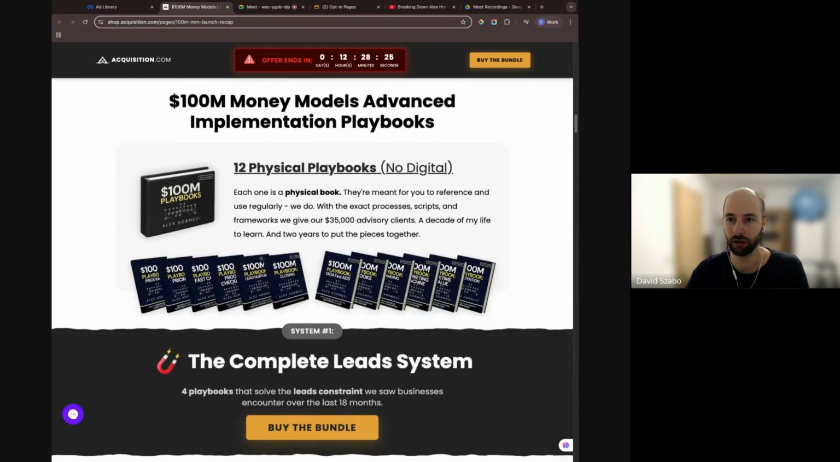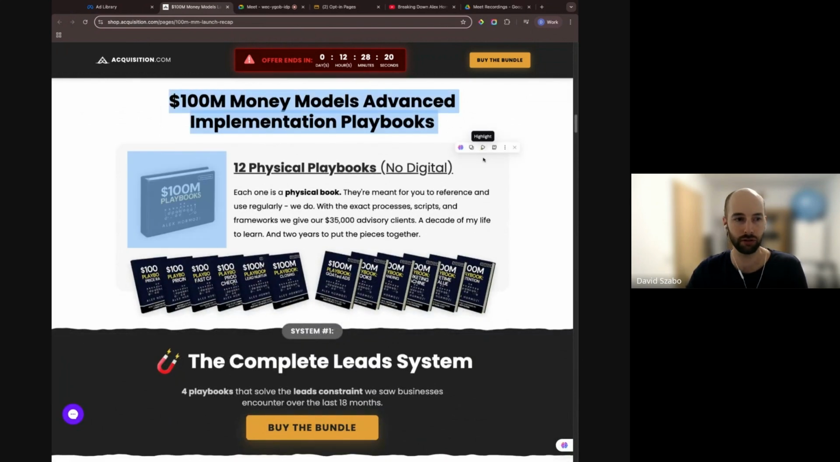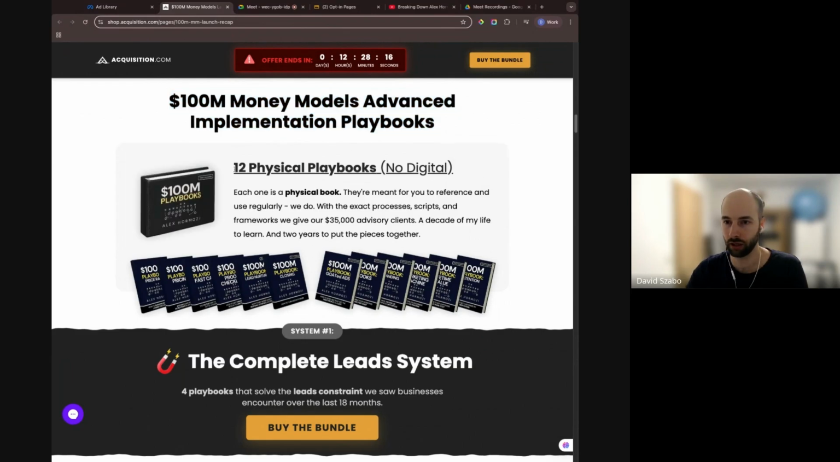And then he introduces his offer, which is really good. Here he mentioned that it's 12 physical playbooks, which he didn't mention above. It's not digital. Oh, that's also very interesting, right? So it is a tangible thing that you get. It's not just digital, like an ebook. He even clarifies that in case someone has the objection that it's just a download.